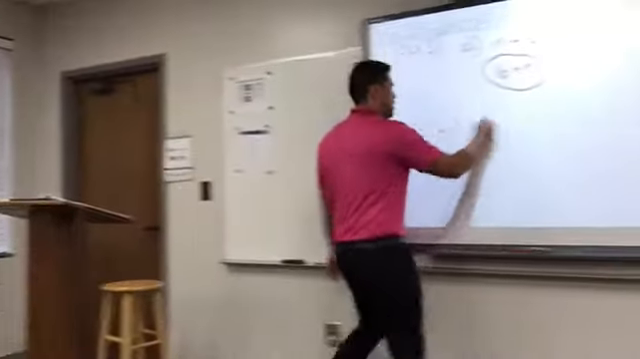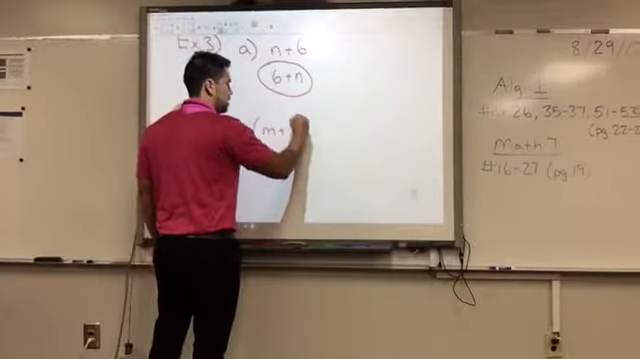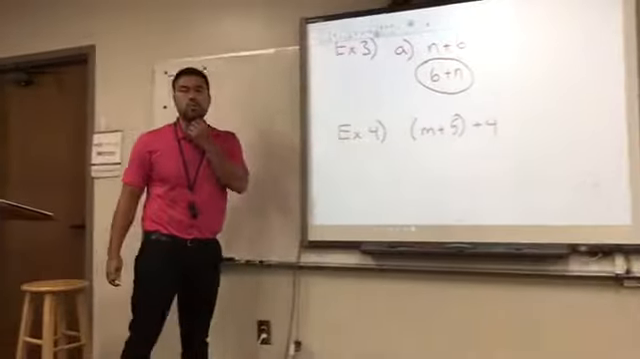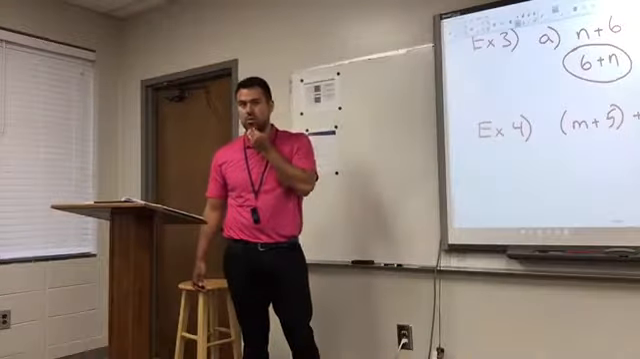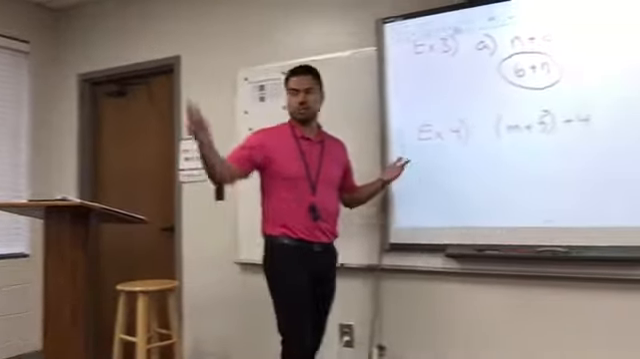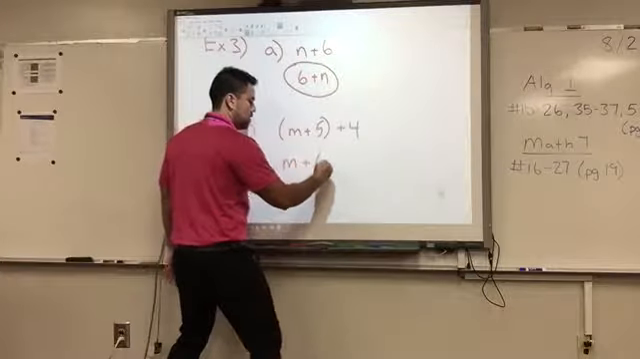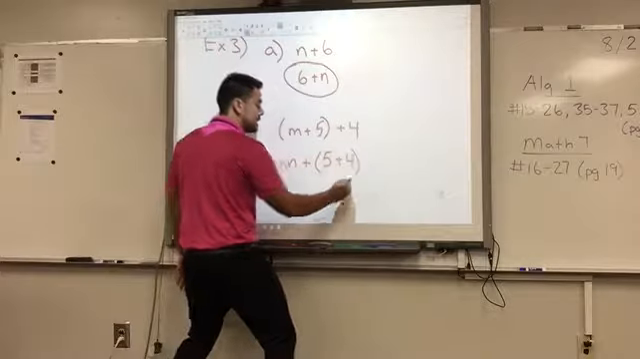Yes? M plus 5 plus 2. All right, so here's the expression, and now I have to rewrite it using the associative property. So how do I rewrite this? Yes, Tristan? 5 plus 4 plus S. So I have to write it like this.